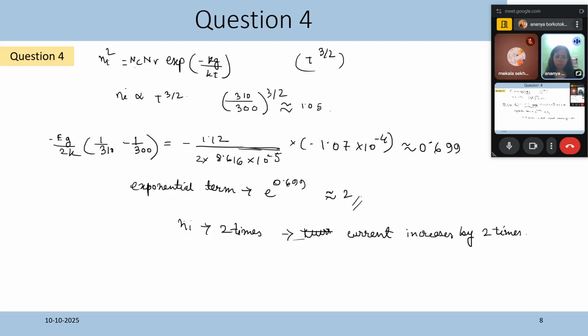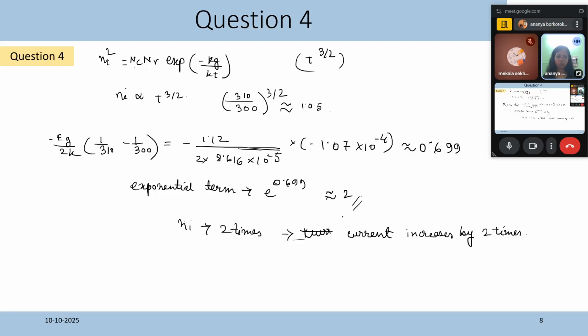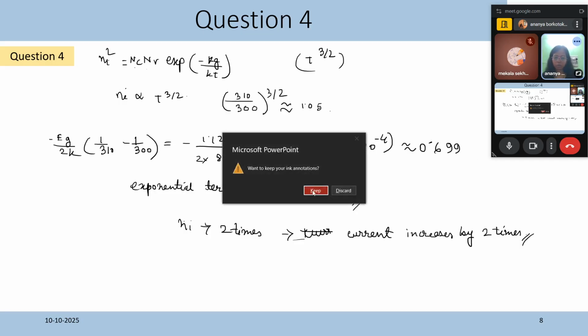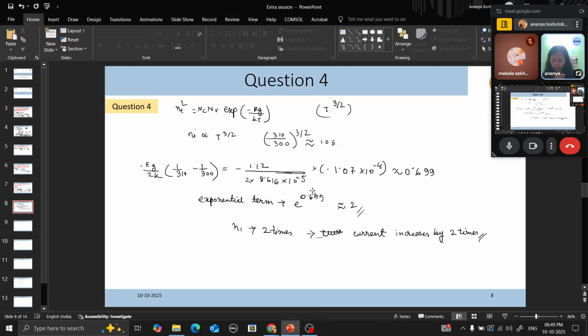This is because our Np0 and these are increasing due to the electron and hole pairs, and based on the electron and hole pairs it increases by 2 times. Please go through it once again if there is any confusion or doubt. Think it through once again. I think it will be clear then.